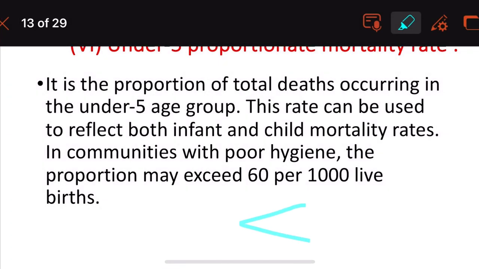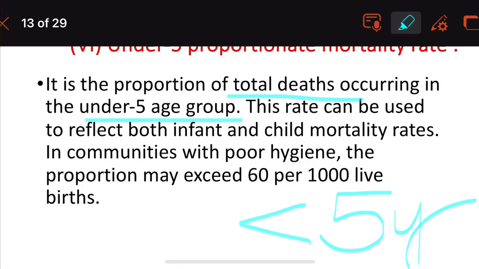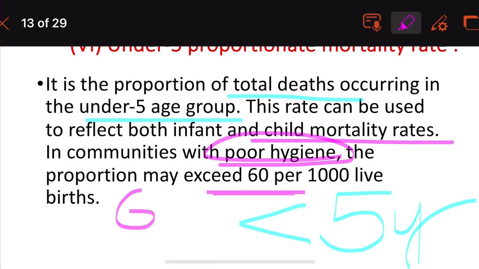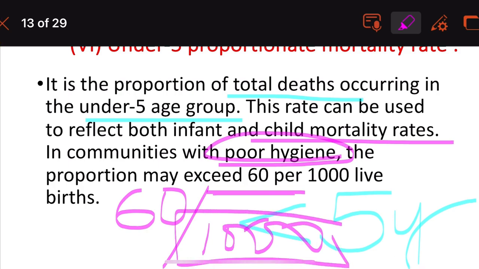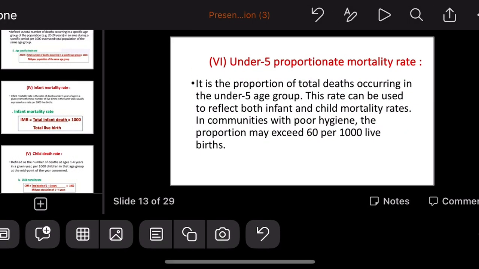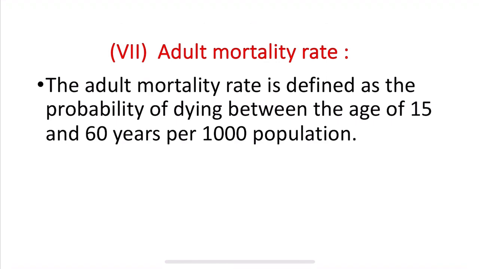Moving on, we have under 5 proportionate mortality rate. So what do they mean by under 5 years? It means the proportion of total deaths which are occurring in the under 5 age group. The rate can be used to reflect both infant and child mortality rate, as under 5 includes both. In communities with poor hygiene, the proportion is exceeding 60 per 1000 live births. Out of 1000 children, 60 children unfortunately are dead because of the poor hygiene in the poor communities.